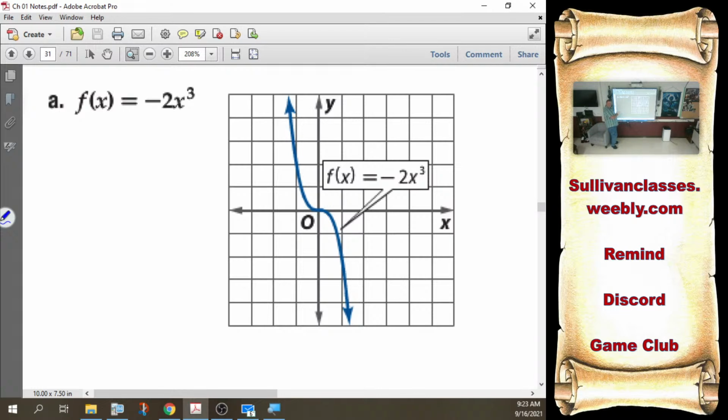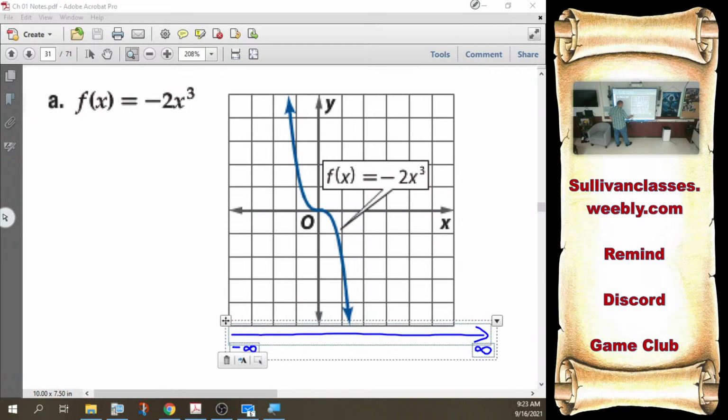So, as I go left to right, from negative infinity to positive infinity along my x's, I'm saying where my y's are increasing, decreasing, or constant. Now, this is one that actually tends to trip kids up because they think this little kink in the middle here means that it stops. That is not true.